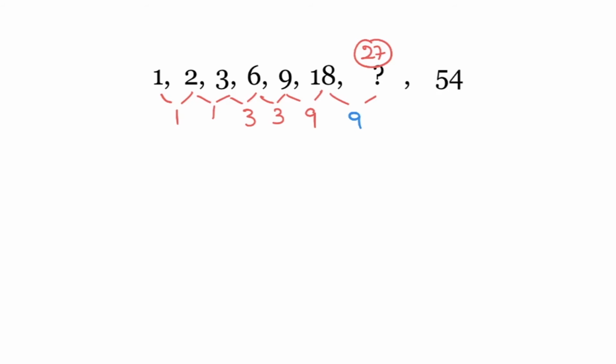And if you notice, first term 1 into 2 is 2. 3 into 2 is 6. 9 into 2 is 18. 27 into 2 is 54. So the pattern is balanced. Missing term is 27. Otherwise, you can do one more thing.